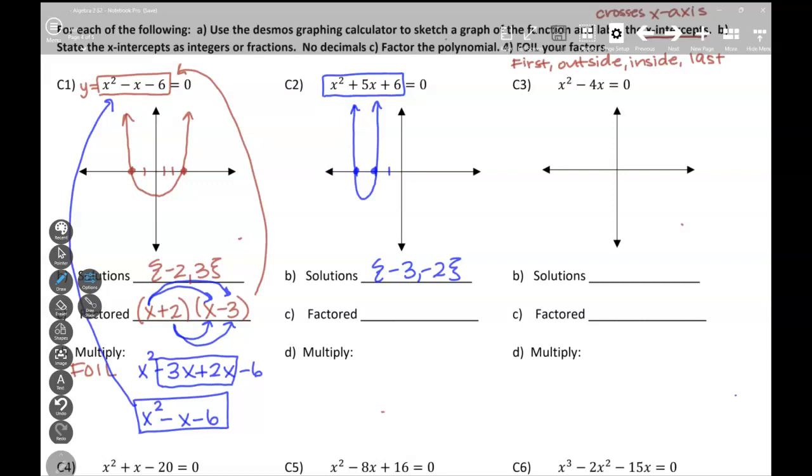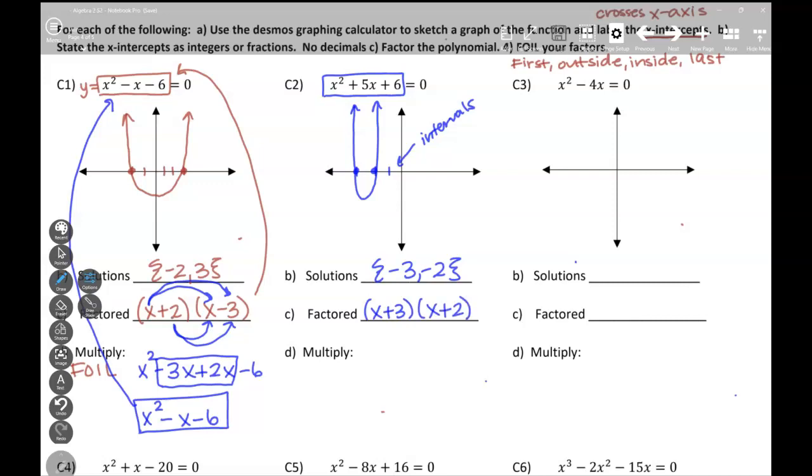Make sure that you're using intervals, which are your little dashes to display where it's crossing the x-axis. Factored solutions. So remember, we just flip the signs of our answers. So that's going to be x plus 3 and x plus 2.